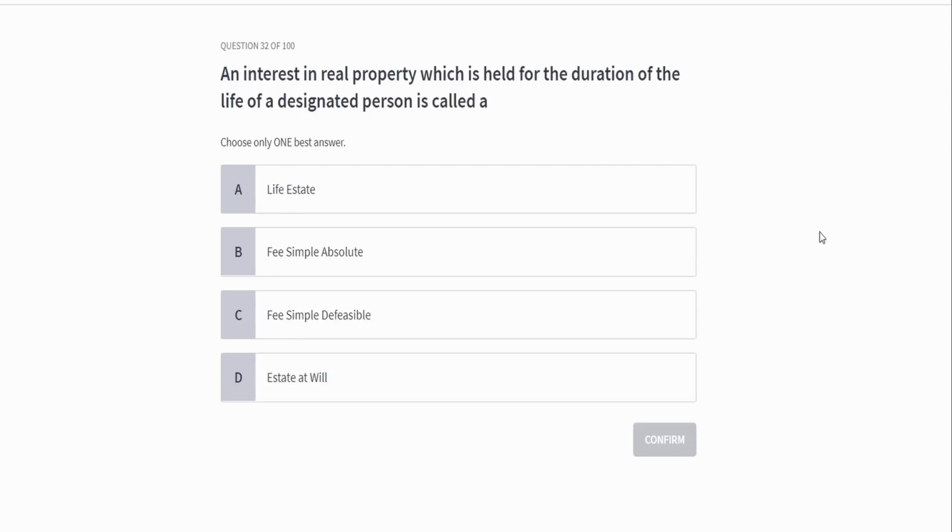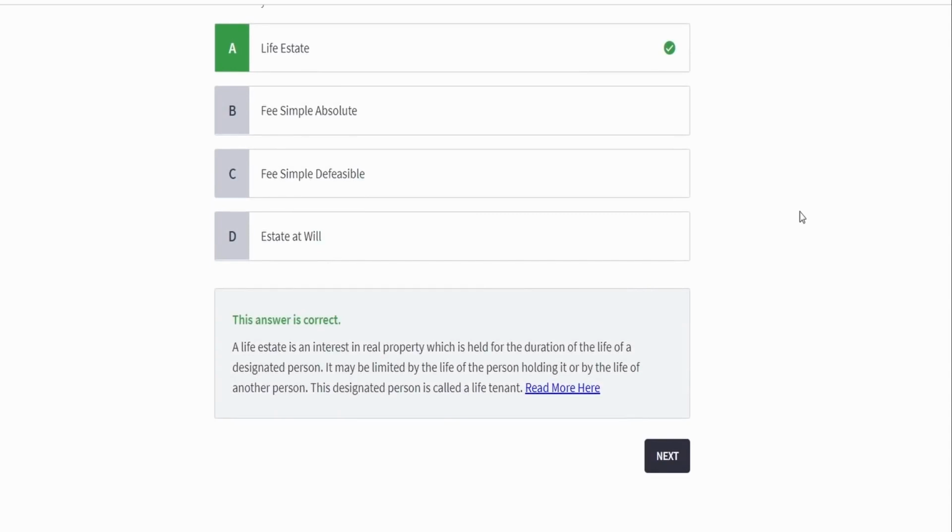All right, so this one's pretty easy. Again, remember earlier I was talking about don't overthink these problems. When we're talking about life, or a designated person for life, we're talking about the life estate. So a life estate is an interest in real property which is held for the duration of the life of a designated person. It may be limited by the life of a person holding it or by the life of another person, but that designated person is called a life tenant.